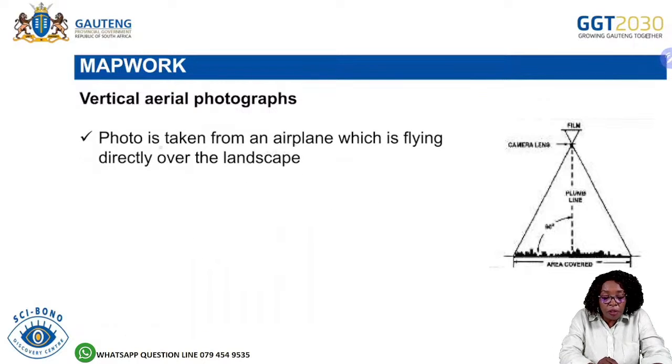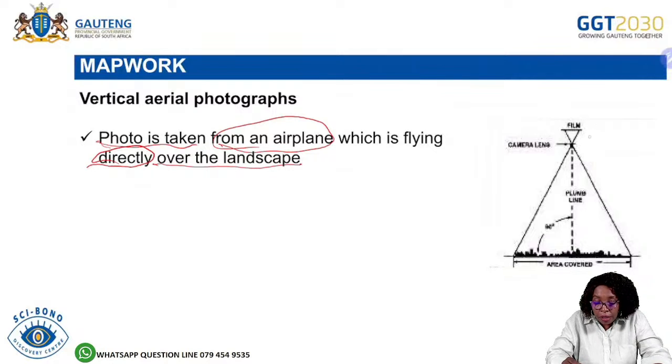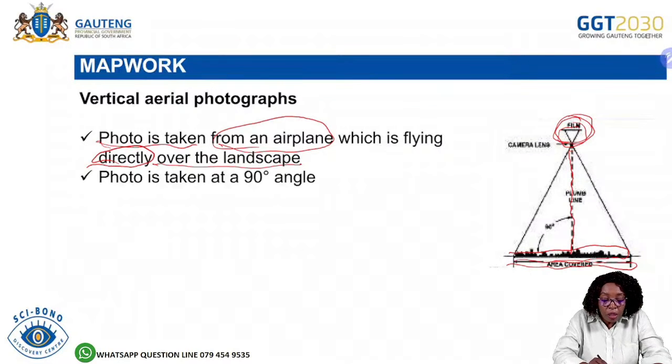A vertical aerial photograph is a photo that is taken from an airplane which is flying directly over the landscape. When you look at this illustration, this would be the film of the camera that is embedded on an airplane flying over here. And as you can see, the photo is taken directly of this particular area. So that is the whole area that is covered by the camera lens that is attached to an airplane there. The photo is taken at a 90-degree angle. If you look at the angle that we are referring to here, it would give us that 90-degree angle.